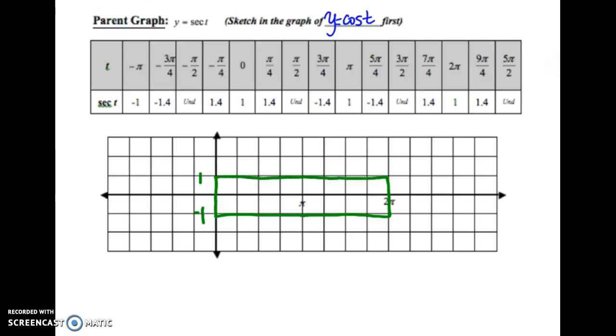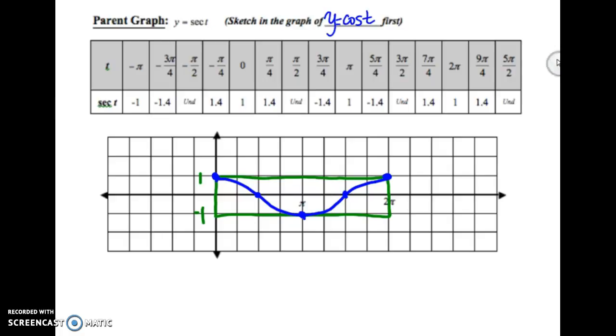But cosine, remember, is the cup. So our cosine graph starts out at the maximum, ends at the maximum, and is at the minimum in the center, and then crosses the x-axis exactly halfway between. But remember, we are a cup shape, not a V shape. So our graph looks like that. That's our y equals cosine t parent graph. Our table's already filled in for us here.